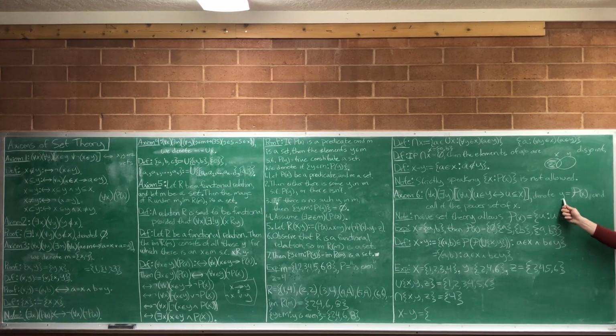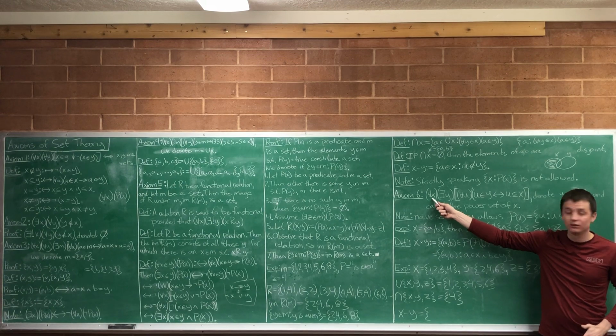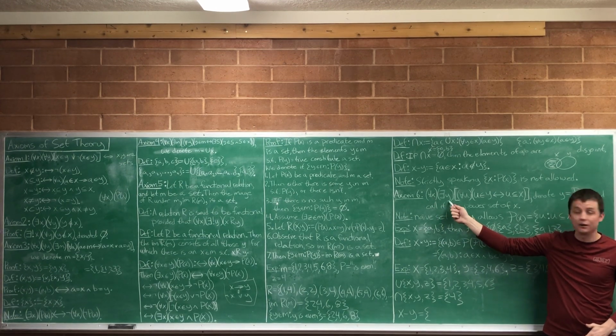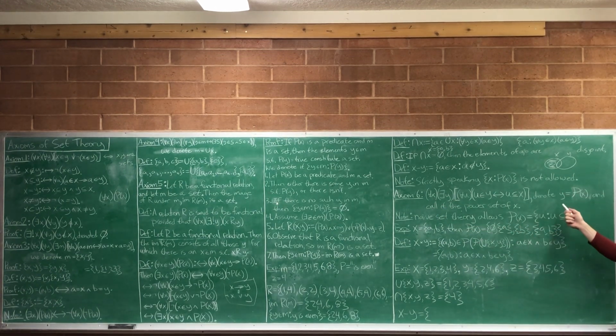We denote y, the power set of x, by fancy P of x. It's common notation for the power set of a set. And we call it the power set of x. We're defining the power set right now. The axiom gives us that every set has a power set. The axiom gives us that for any set you pick, there exists some set y that satisfies this condition, and we're using this notation to capture that set y.